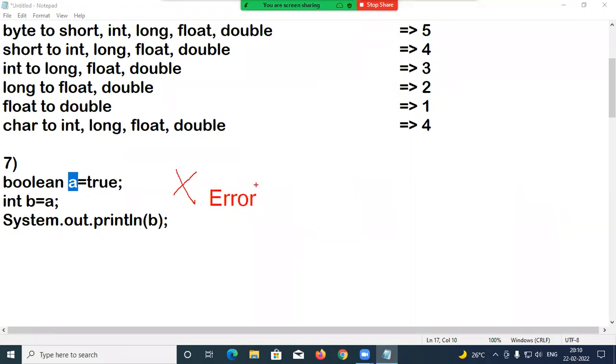So A is a boolean type. I'm converting to integer, not possible. Boolean cannot be converted to other types, and other types cannot be converted to boolean type. Is it over? So boolean a equal to true, A is a boolean type. Assigned to B, B is an int type. Boolean to integer, not possible. So it's an error.